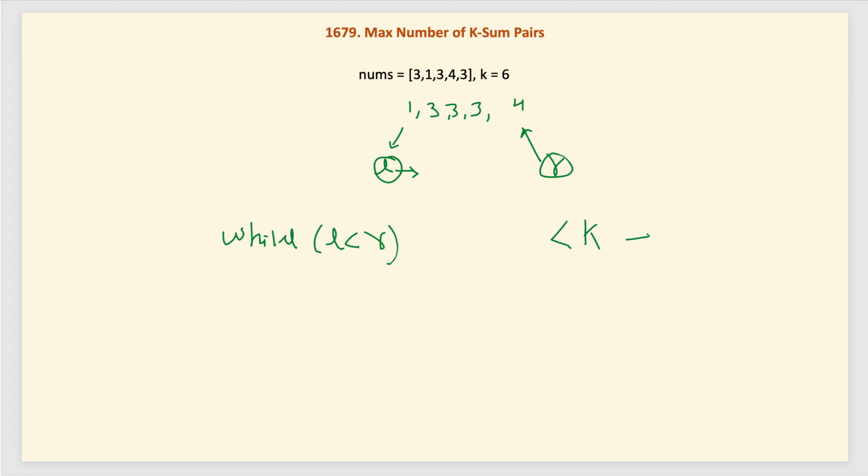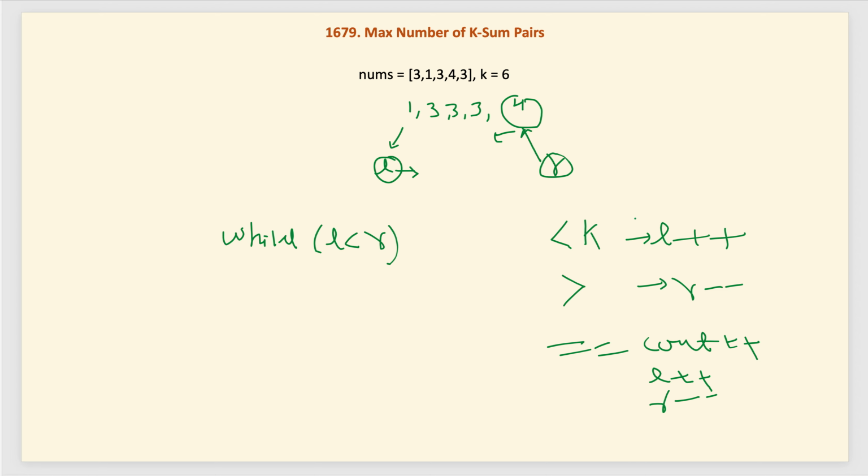So we will do L plus plus over here, and if the sum is greater than k, in that case these two numbers are too big, so we have to decrease R to the left side so that the bigger number is dropped. So we will do R minus minus over here. And in case of equal, we will increment our count, and also increment L by 1 and decrement R by 1, so that once we reach here, this 3 and this 3 sum up to 6.